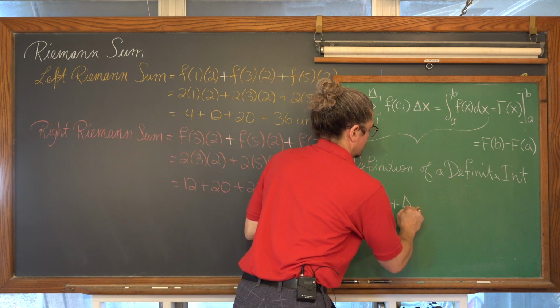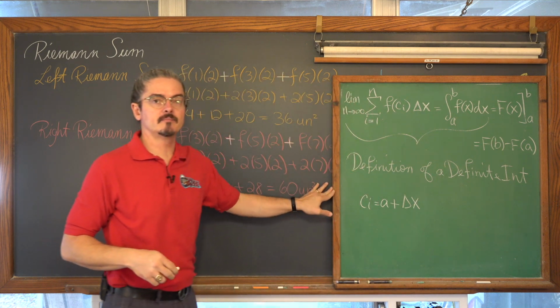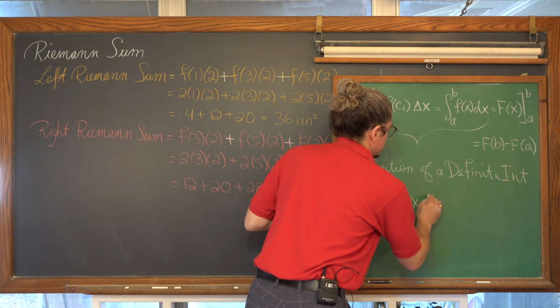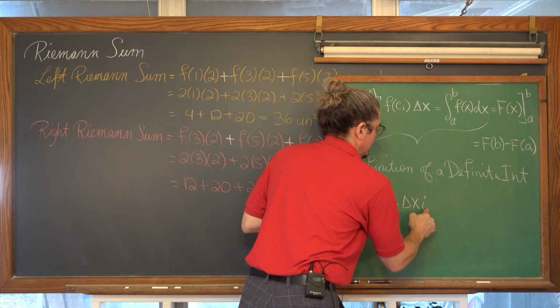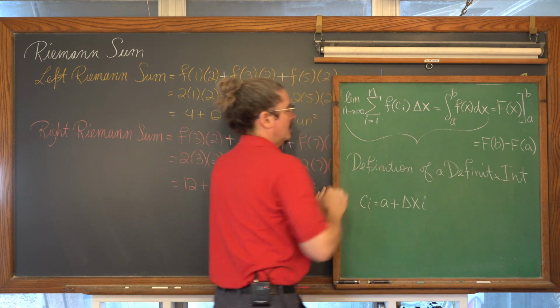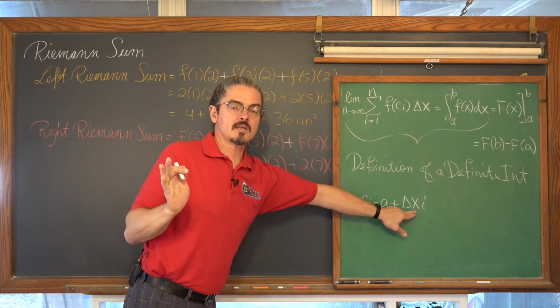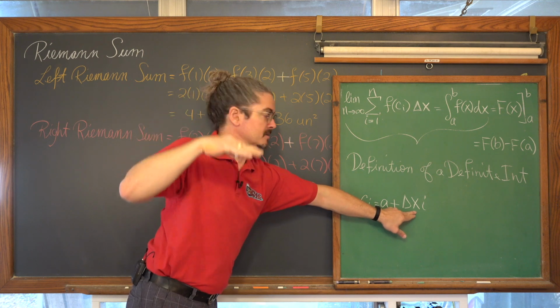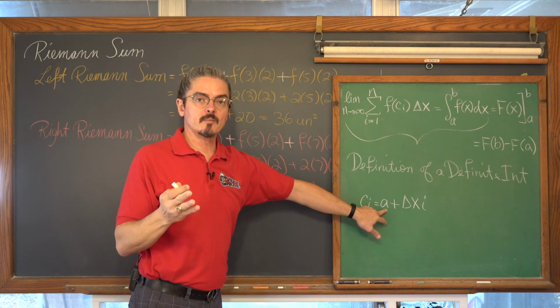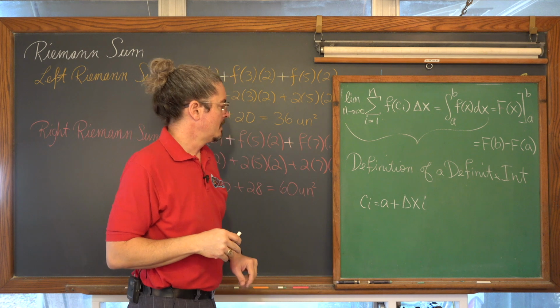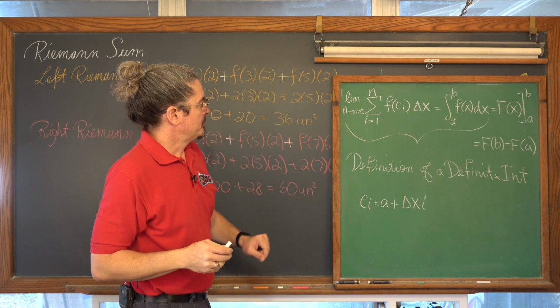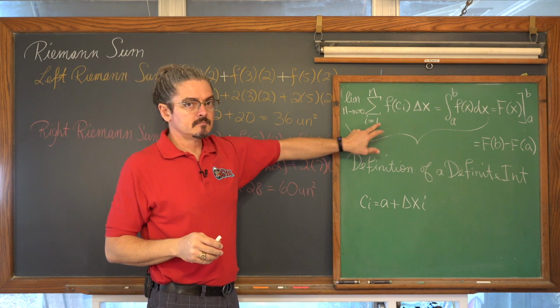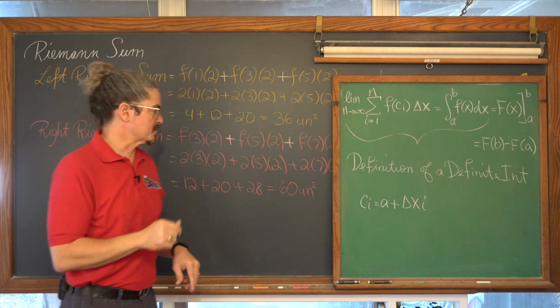How far do you move each time? And how many times, this is where the i comes in, how many times i are you going to move, in this case along the x-axis, could be along the y-axis, from your lower limit of a. Now, i has to start at 1, and our picture started at 1.